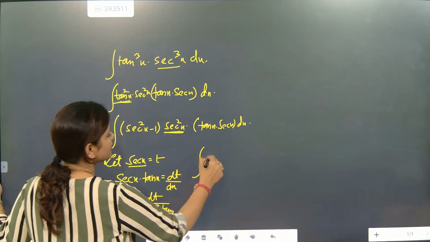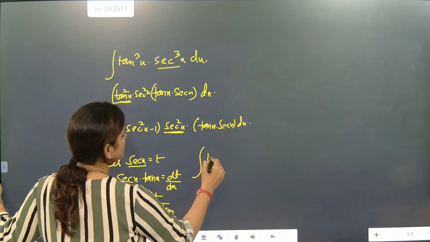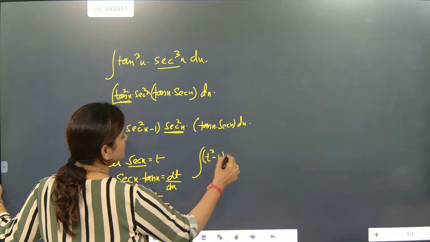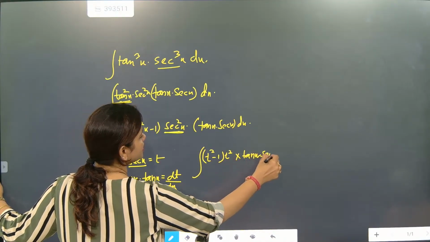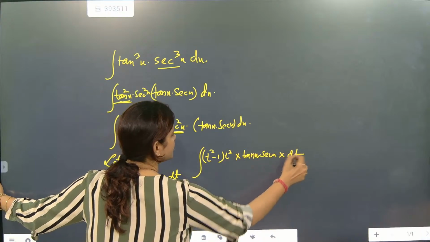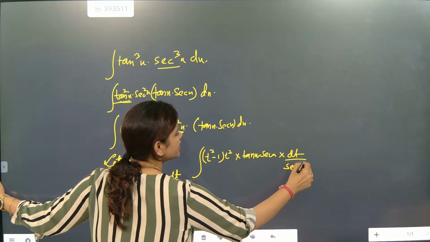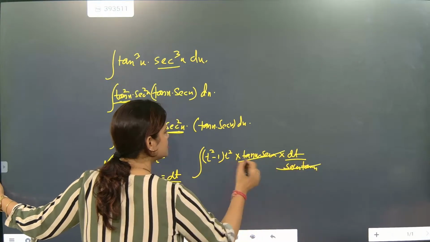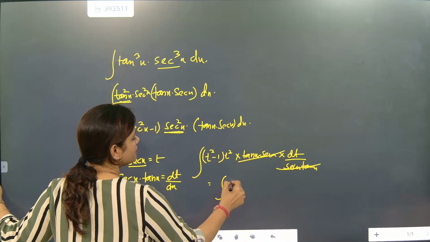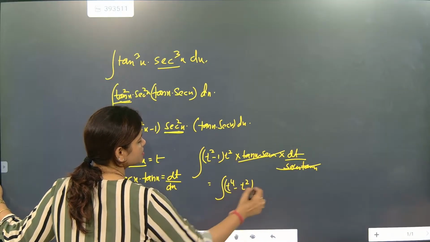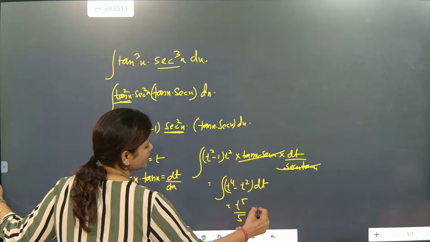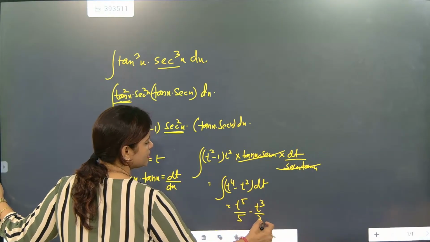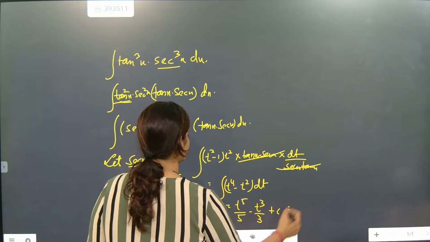So what will we get here? Now this part will become t square minus 1 into t square into tan x into secant x into dt by secant x into tan x. So this one will get cancelled. It will become t to the power 4 minus t square dt. So it is coming as t to the power 5 by 5 minus t cube by 3 plus c.